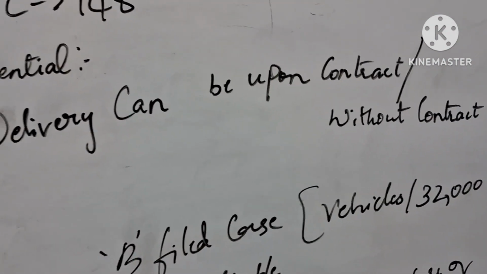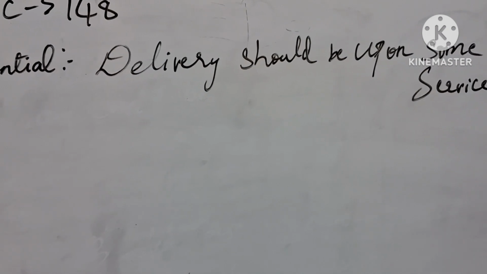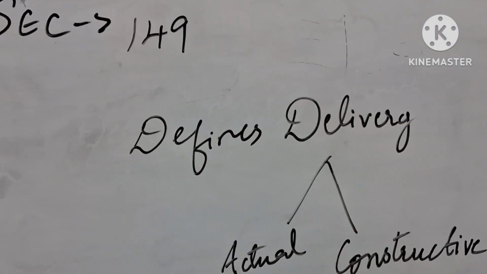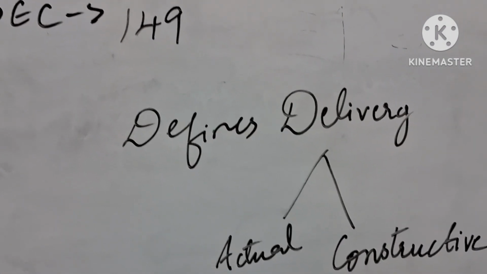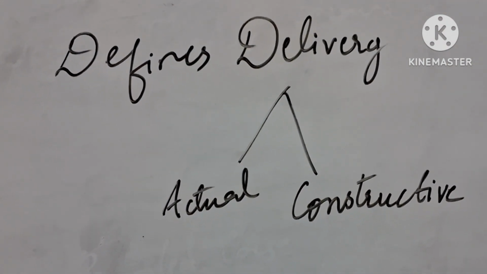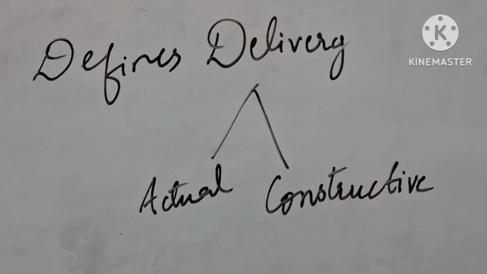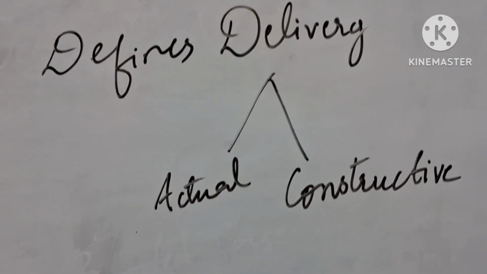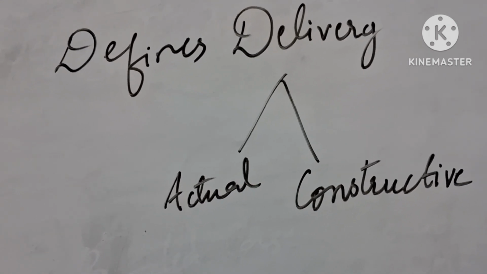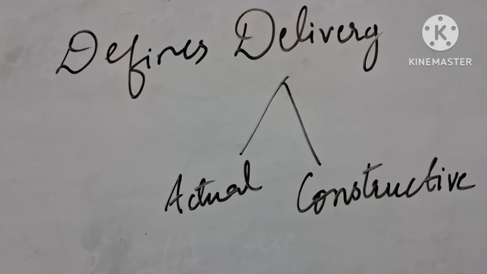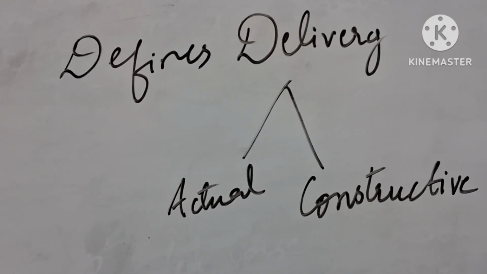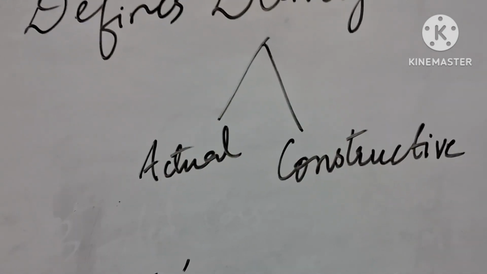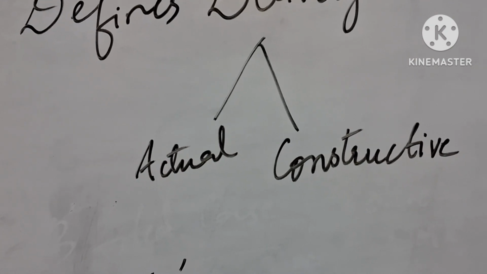Now we'll move on to the third and last essential of section 148 of bailment, which is that the delivery should be upon some service. Section 149 defines delivery. As section 148 says, there must be delivery of goods from one person to another in order to constitute bailment. Section 149 defines that there are 2 kinds of delivery, and if either one of them is done, it would constitute a contract of bailment.